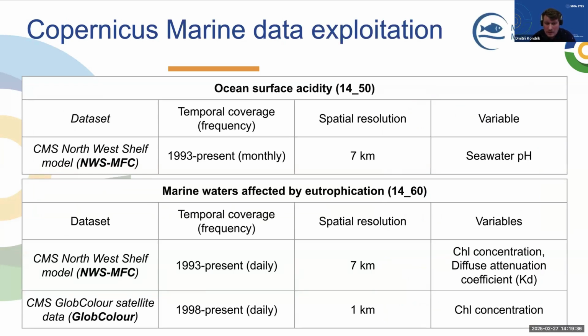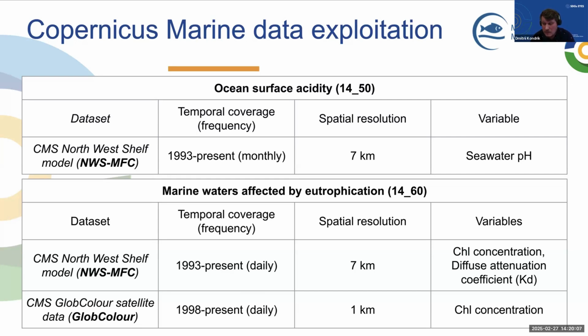So I will very briefly touch the input data. Basically, we mostly use two types of data. One is the Northwestern Shelf Marine Forecasting Center analysis, which spans from 1993 to the present. It has 7 kilometers spatial resolution, and in case of acidification, we use a monthly temporal resolution, and in eutrophication, we use a daily resolution.